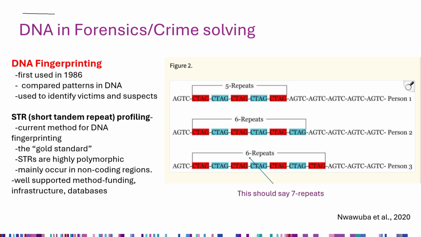The process of identifying individuals based on unique patterns in their DNA is called DNA fingerprinting, and most commonly uses short tandem repeats to do this. The use of STR fingerprinting in forensic investigation has been well supported with funding, infrastructure, training, and building up of databases such as CODIS, where unknown DNA profiles can be compared to known DNA profiles.